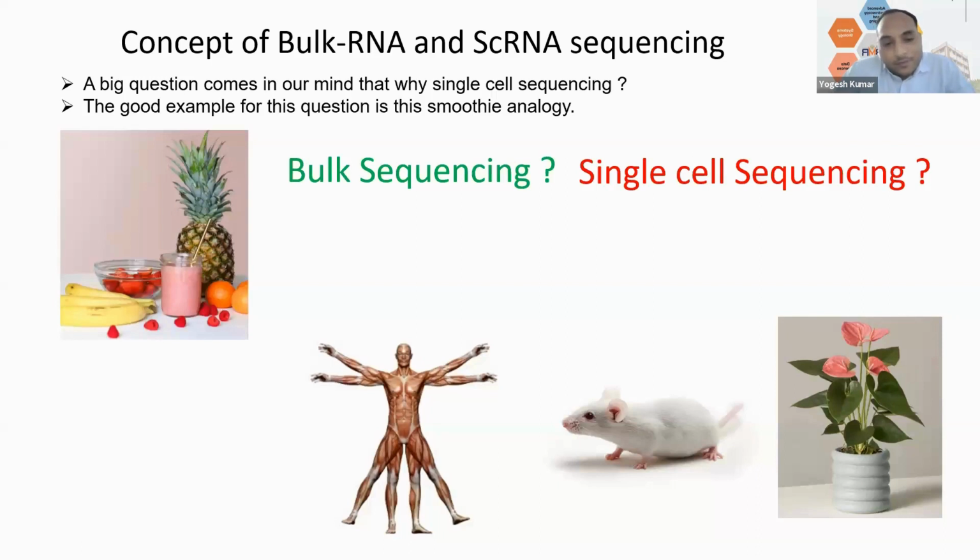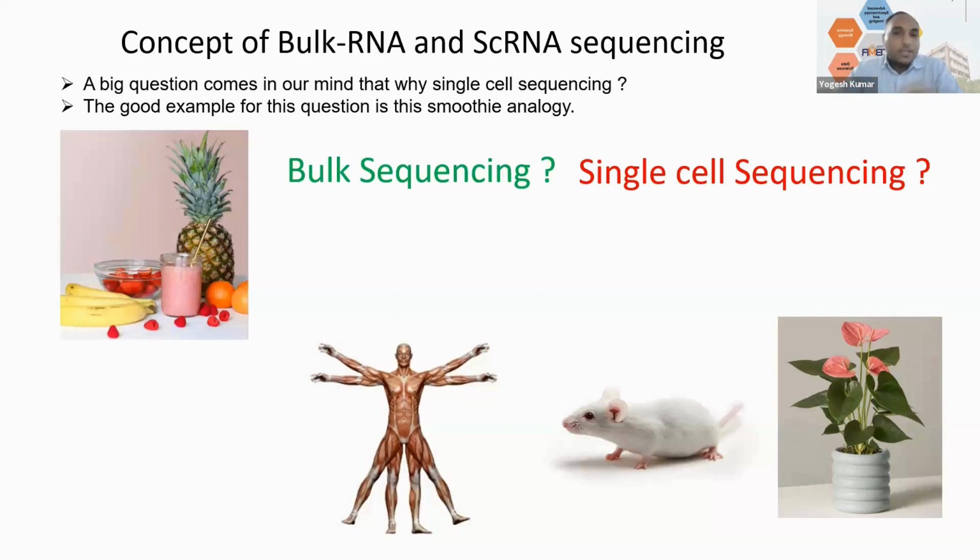Suppose, for example, you take a sample from a normal patient, and a sample from a diseased patient, for example, from the cancer tissue of that patient. So you do the bulk RNA sequencing of the normal patient. Then from the tumor sample, you also do the bulk RNA sequencing. And what you will get is the average expression of genes in the particular tissue sample type. Okay, you will get the result in the form of average expression of genes.